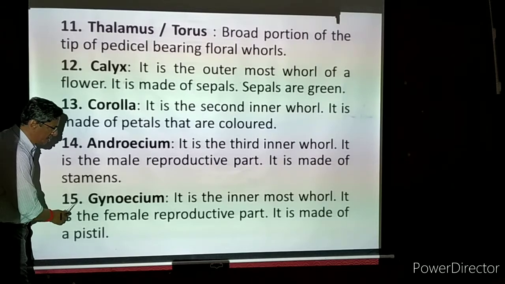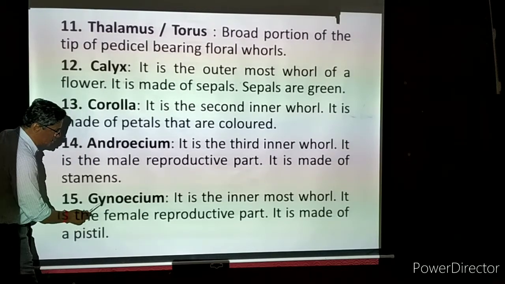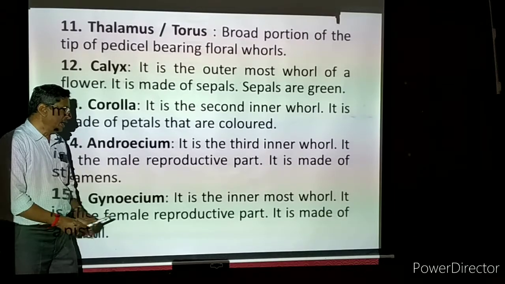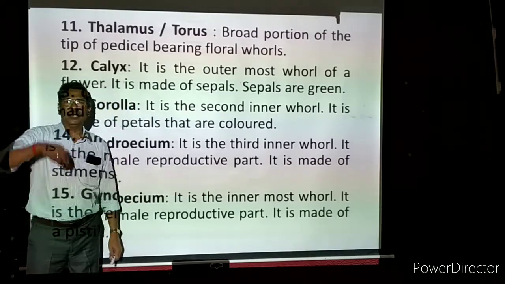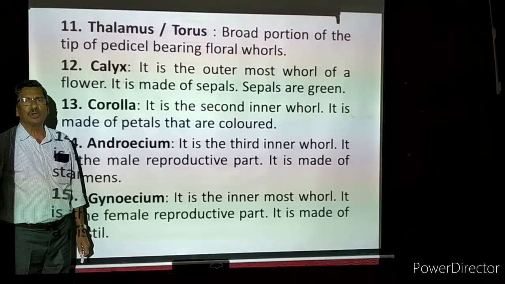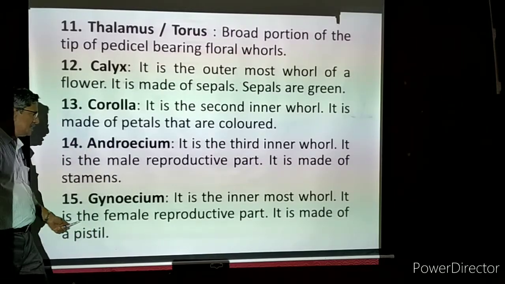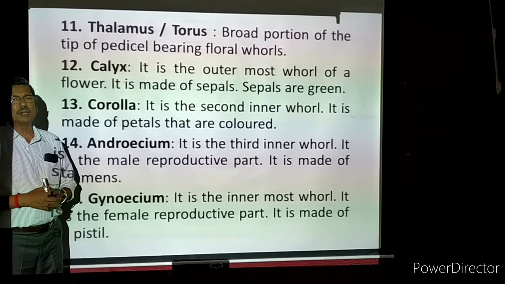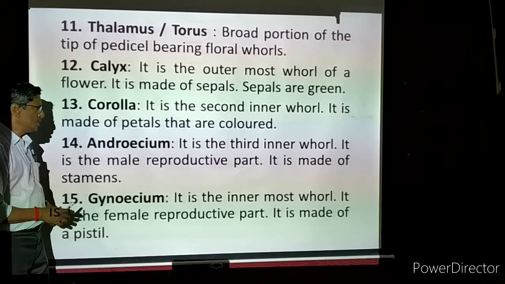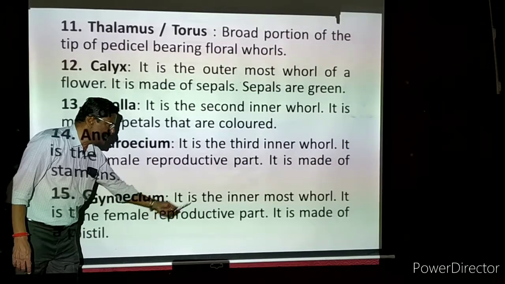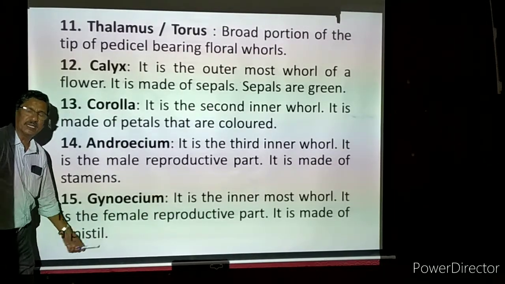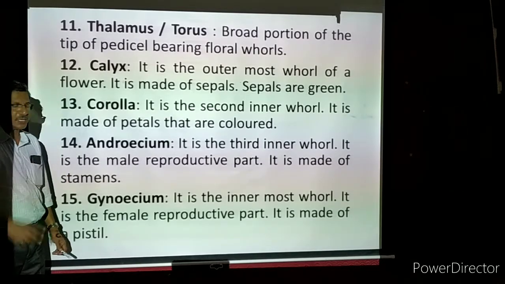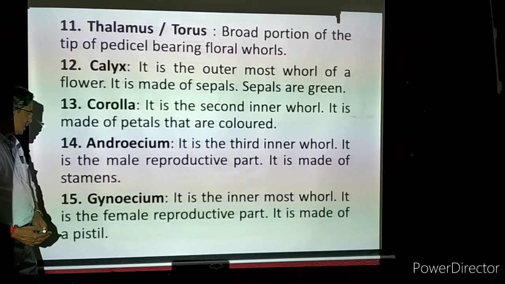Then the next terminology is gynoecium. Here also, in N-O-E, O is silent. So gynoecium is the innermost whorl of the flower. It is present exactly in the center. That is called the innermost whorl. It is a female reproductive part because this part is producing the female reproductive cells, ovules. It is made up of pistil. So the whole gynoecium is also called a pistil. Only one structure, pistil. Now that is about gynoecium.